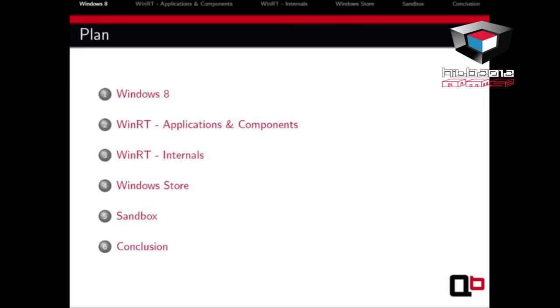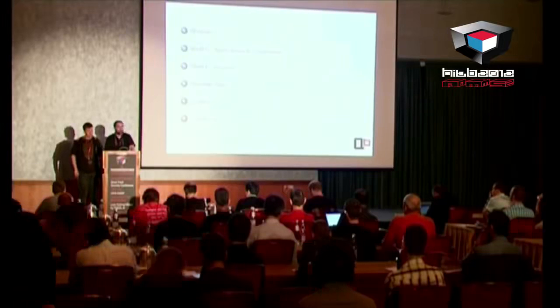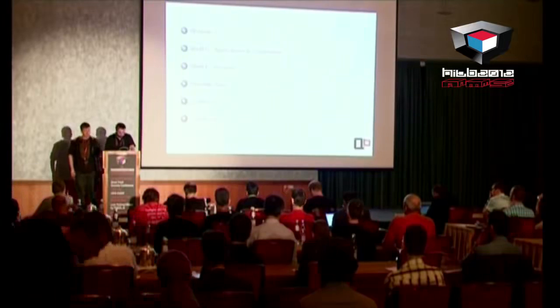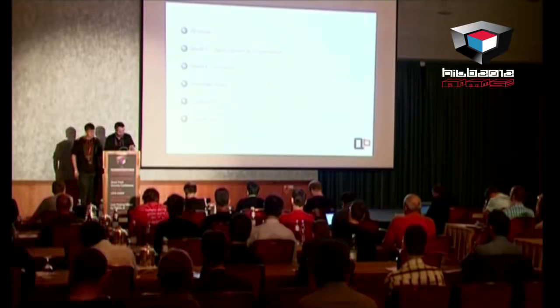Next, we will talk about Windows RT internals. That is how applications are started, how different languages can be used and are unified through the application binary interface, and also the component object model. And we will see how objects are built and how they can be used in the Windows runtime.